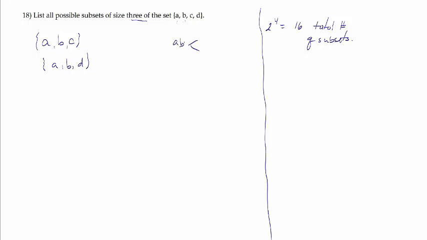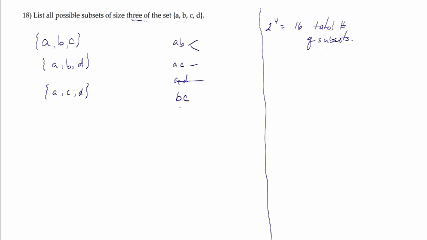And I said, all right, how about I try A and C together? If I have A and C, I don't want to match it with B, I've already got A, B, C, but I do want to match it with D. So I can take A, C, and D. There's another subset. And then if I match A with D, I've got nothing more there because I've already included the B and the C.